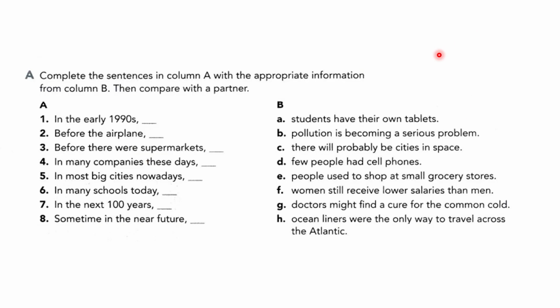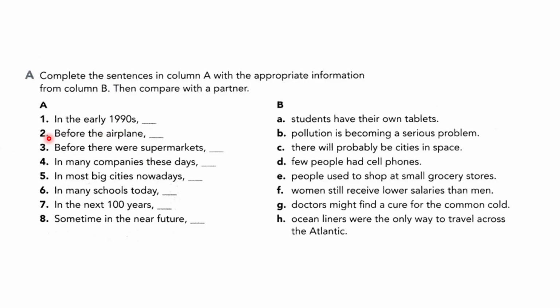D. The pollution is becoming a serious problem. G. No, D. Few people had cell phones. That's a reality. In the early 1990s, only rich people had cell phones because it was too expensive.